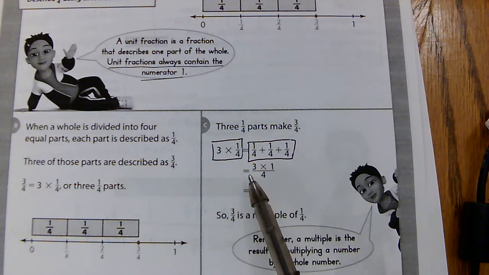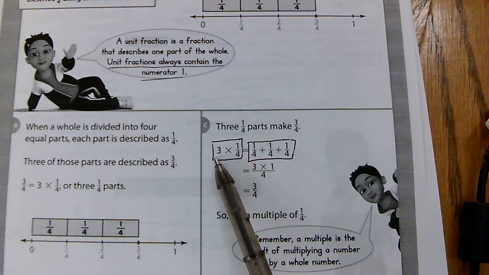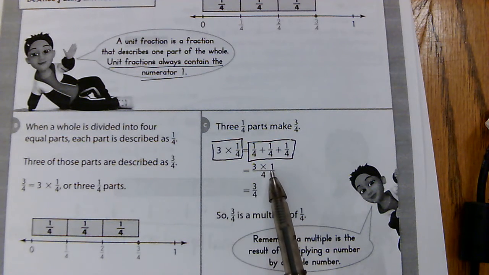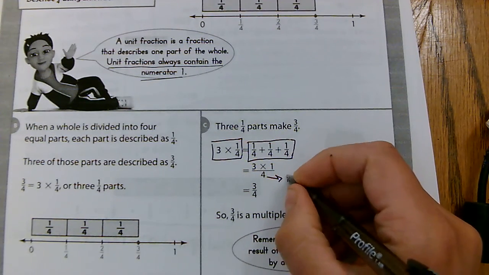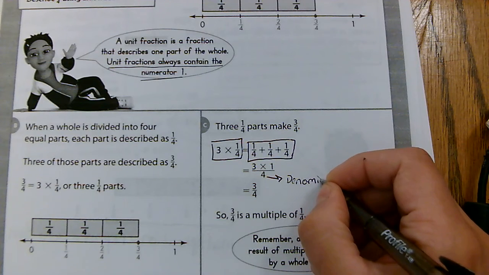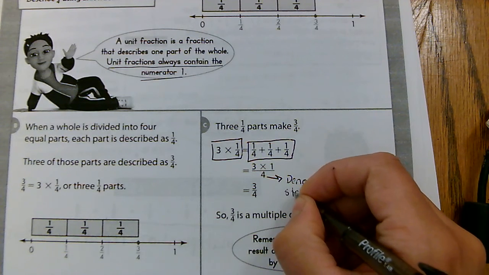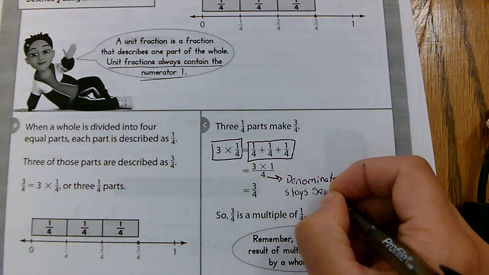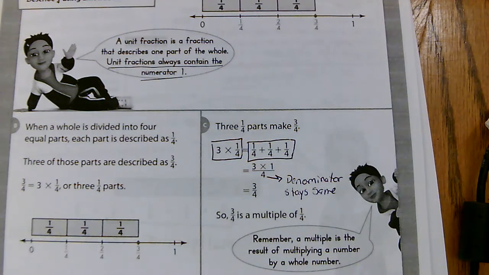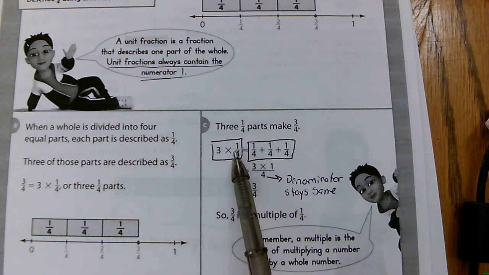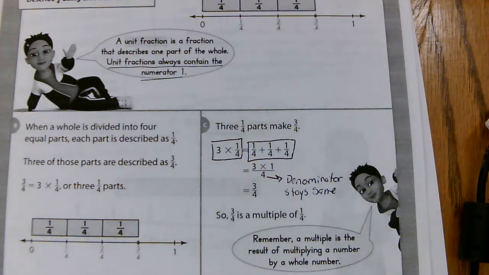Now you'll notice when I multiply 3 times 1/4, which number does 3 multiply by? 3 multiplies by the 1, multiplies by the numerator, and again, the denominator stays the same. We're going to get more into why that happens tomorrow, but for right now, just remember your whole number only multiplies by the numerator. Keep that in mind. Always multiplies by the numerator.